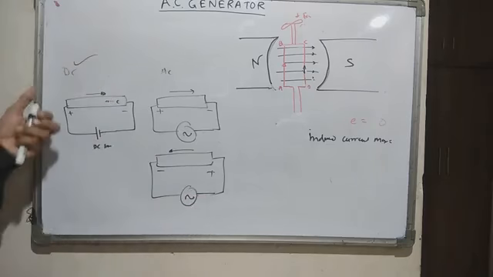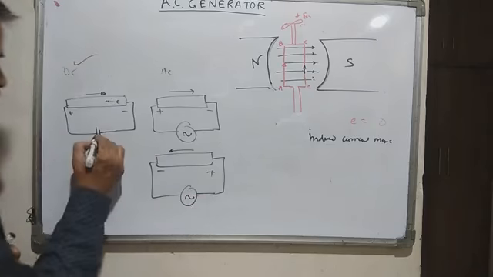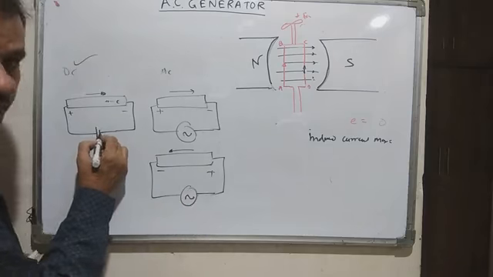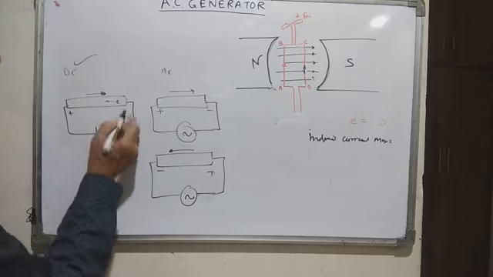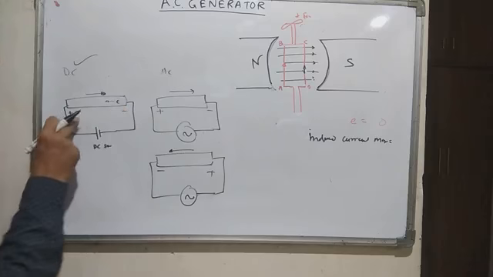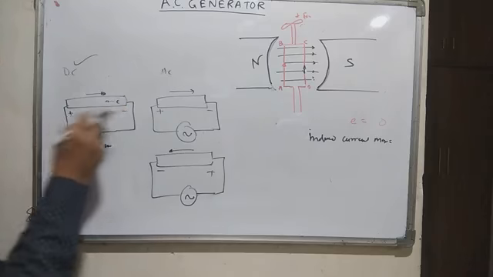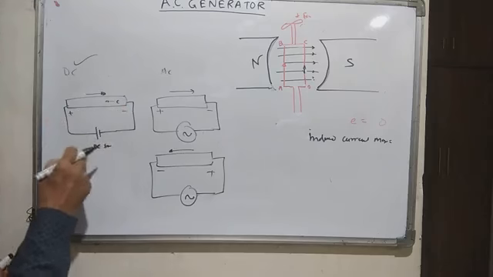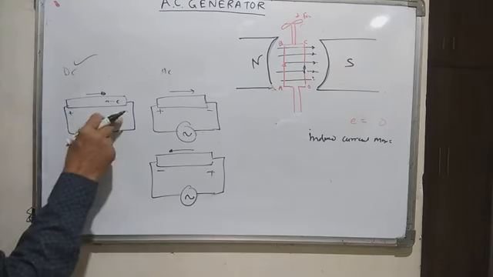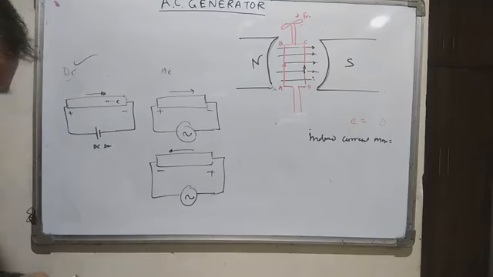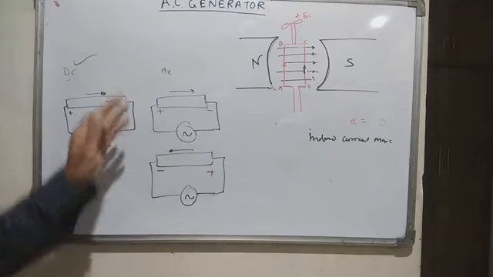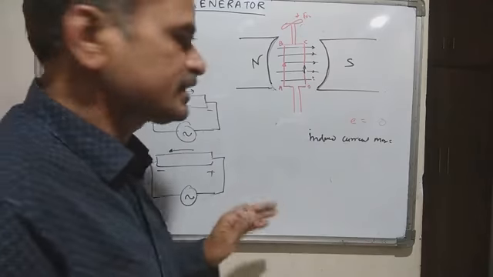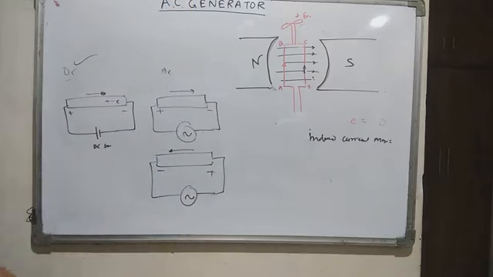This is DC. In a DC source, this is the positive terminal of the battery and this is the negative terminal, and because of this potential difference, the electrons will move continuously from negative to positive, and there will be flow of current from positive to negative. This is in case of DC. Whereas in case of AC, meaning alternating, the direction of current alternately changes.